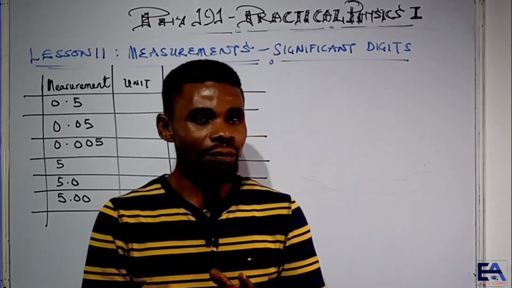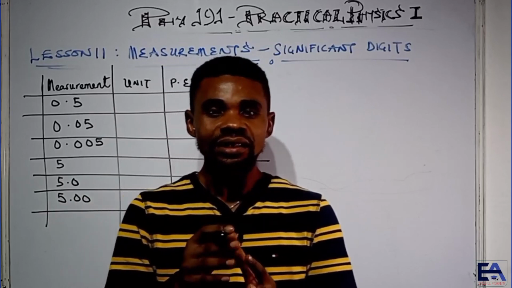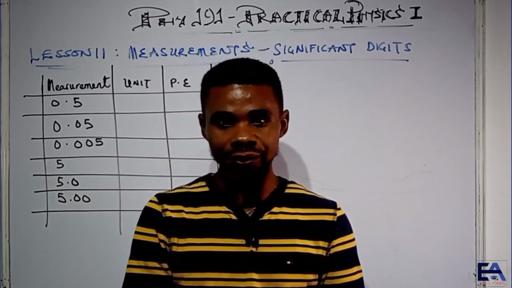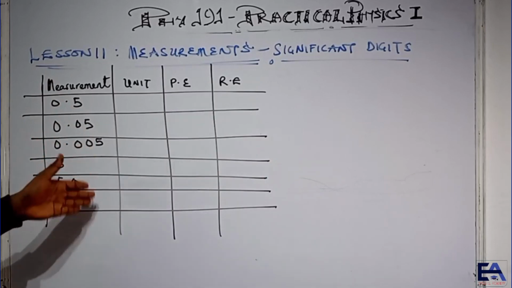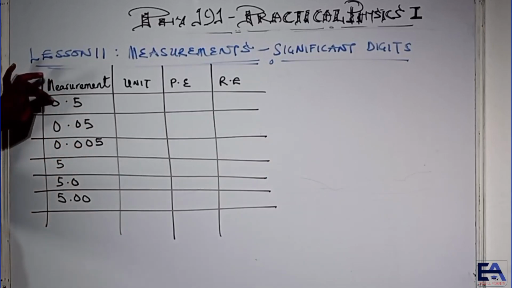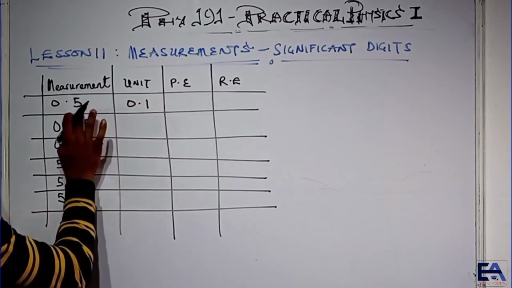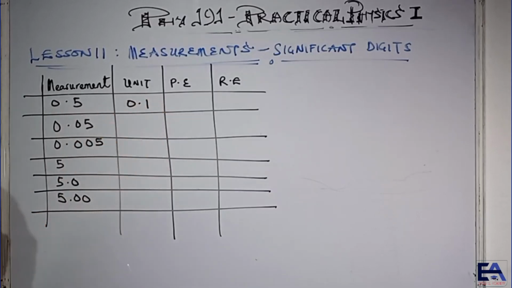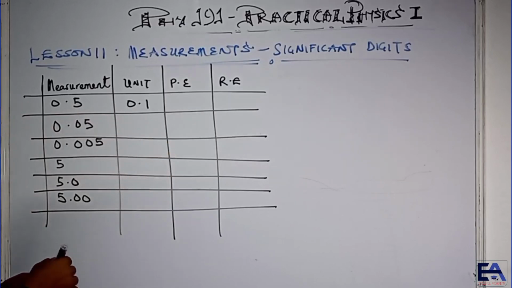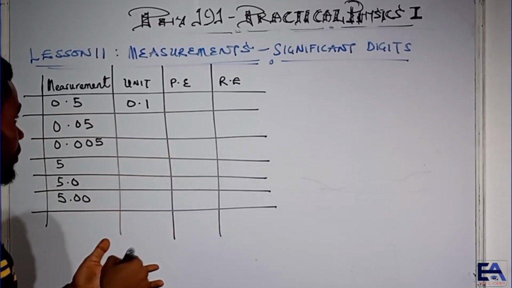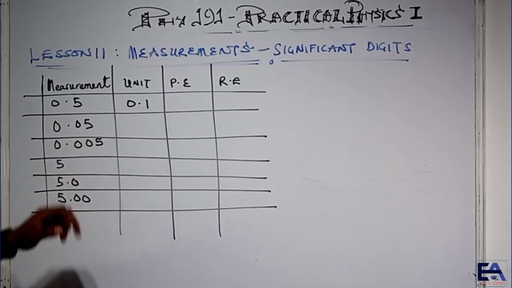Now, like I told you, a significant digit is that which affects the relative error. Let's see whether relative error is going to be affected with these ones or not. We have 0.5. The unit of measure here will be 0.1 because it has only one decimal place, and also because it represents the tiniest graduation on the measuring instrument. The tiniest graduation will be 0.1, and hence the reason why we could have this.